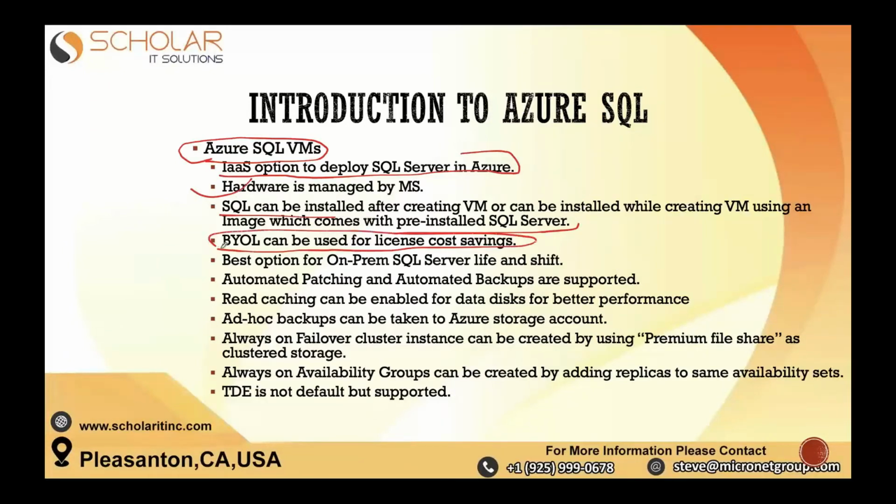All right, you can bring your own license to reduce license cost. You can bring your OS license. You can bring your SQL Server license from your on-prem, and you can save 50% cost. Okay, this is the best option for your on-prem SQL Server lift and shift. You can also have automated patching and backups here. Okay, read caching can be enabled for data disk for better performance.